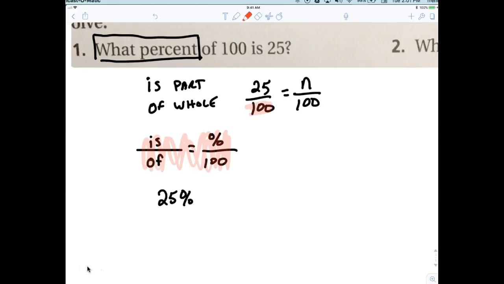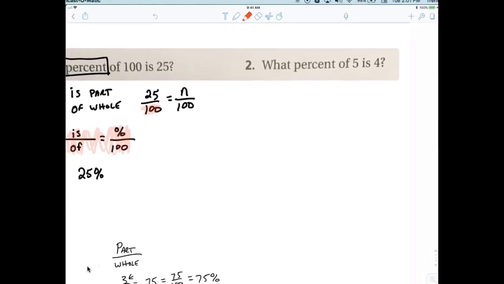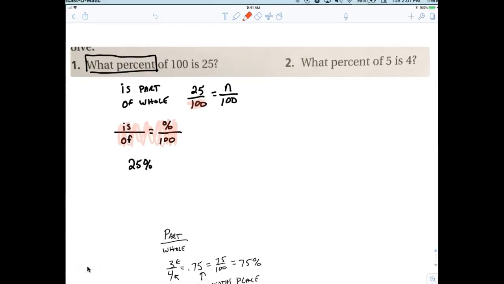Now I want to discuss question number 2 for a second. Because they're asking for a percent, I automatically want you to write n over 100 is equal to. Now remember, it's is over of. So it would be 4 over 5. Again, the 4 is with the "is", and the 5 is with the "of".